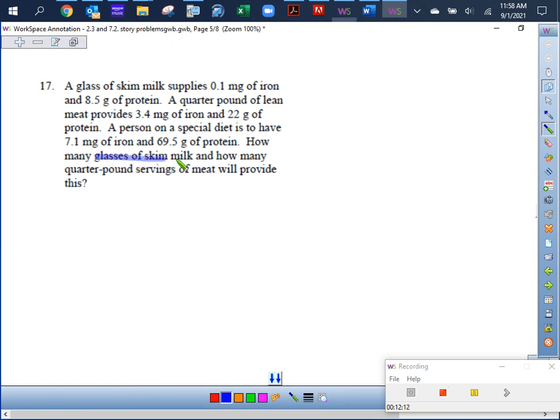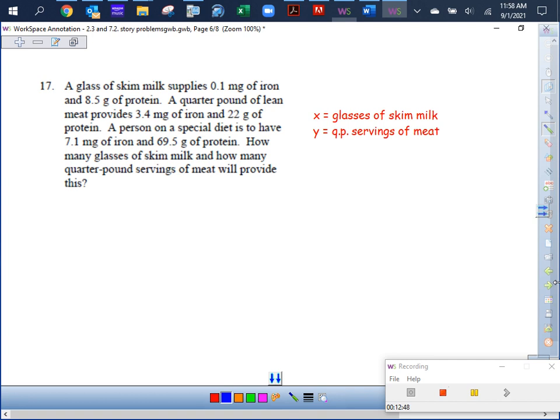How many glasses of skim milk and how many quarter-pound servings of meat will provide this? Let's be as accurate as we can, but still not write a novel here. I don't care what you use. I'm going to do X as glasses of milk, and Y as quarter-pound servings of meat. I did abbreviate a little bit, but I do want us to be accurate. I'm not a fan of X equals milk, Y equals meat. What about the milk? What about the meat? Glasses and servings. So we'll define our variables.